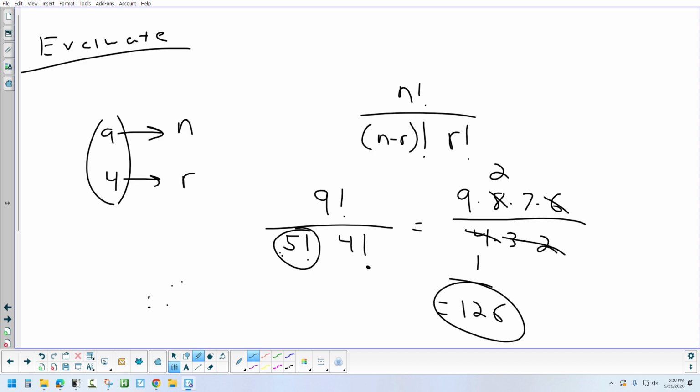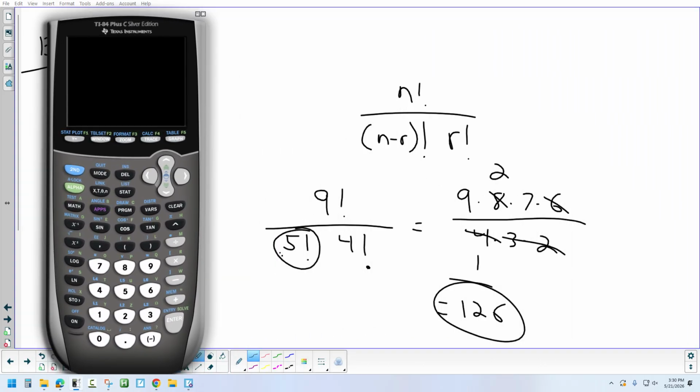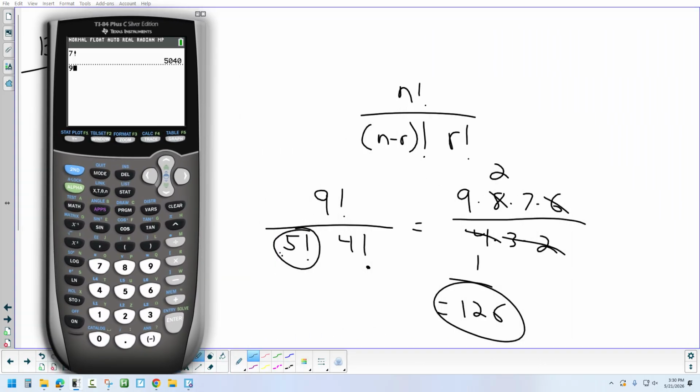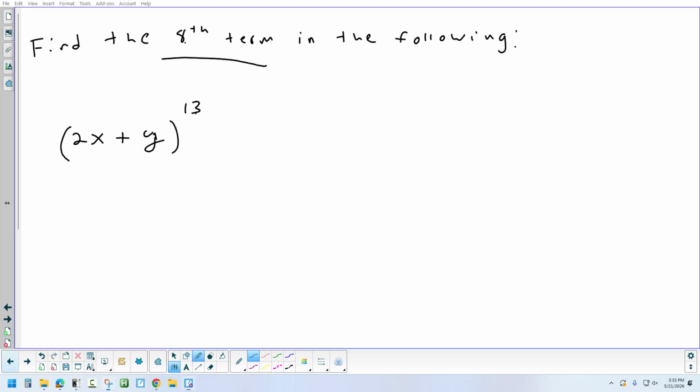Okay, so had you tried to deal with the number 9 factorial, I mean, that's a pretty big number. 9 factorial, well, it's 5,040, that's 7 factorial, and then it's multiplied by 8 and by 9. So that's not going to be an easy number to work with in your head. But if you reduce it, it's much easier.